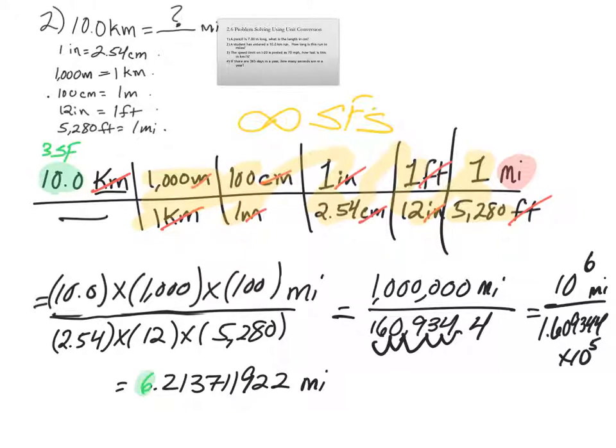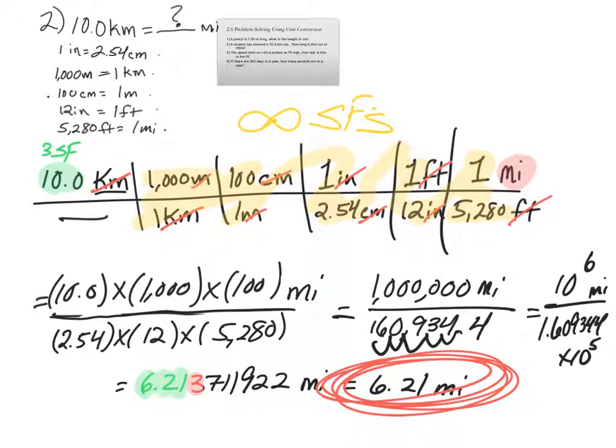So we have 6.21, there's your first 3 significant figures. We go to the next value over, which is a 3, which means we round down. And so we get 6.21 miles. And that is your answer.